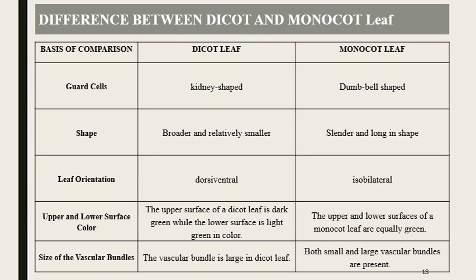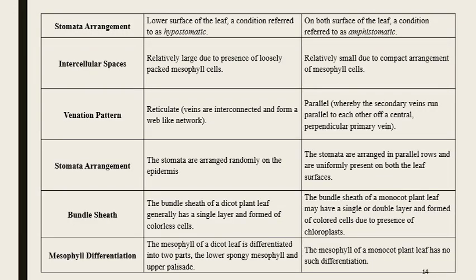Next is size of the vascular bundles. The vascular bundles are large in a dicot leaf. Both small and large vascular bundles are present in a monocot leaf. Next is stomata arrangement. Usually, in a dicot leaf, stomata are present on the lower surface of the leaf, a condition referred to as hypostomatic. The leaves of the monocot have stomata on both surfaces of the leaf, a condition referred to as amphistomatic.